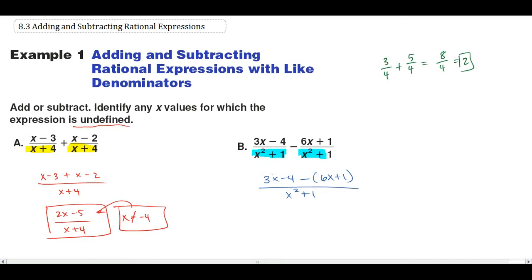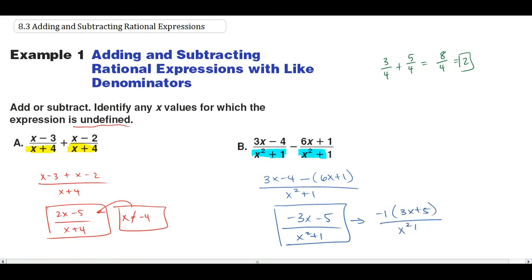First thing I would notice is 3x minus 6x is negative 3x. Negative 4 minus 1 is negative 5. Yeah, it's negative 1. Negative 5 all over x squared plus 1. There is my answer. Sure, you can clean it up. Take the negative 1 out and have 3x plus 5. That would be fine too. It wouldn't do you any good, so that's probably why I wouldn't do it.